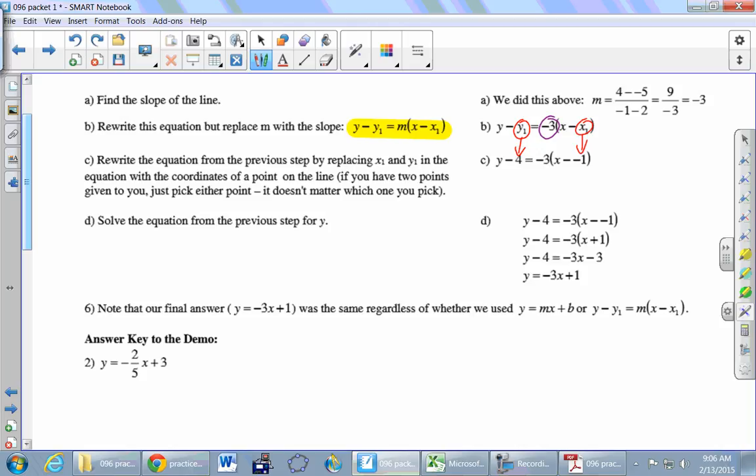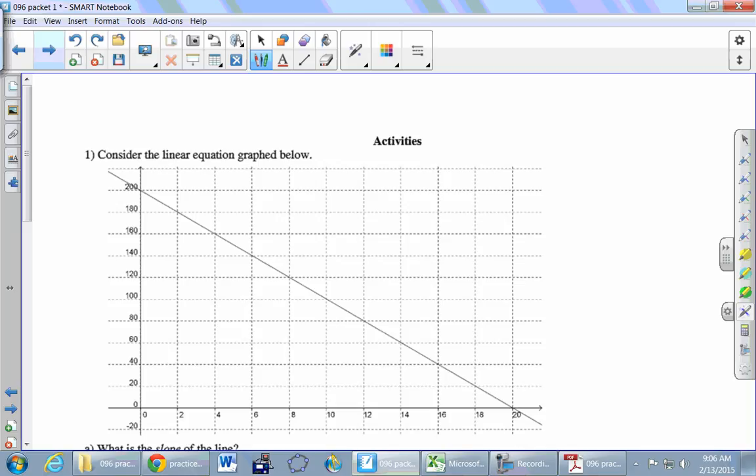Okay, I think that is good. All right, let's go to the activity, which is on the next page. Raise the flag if I can help.